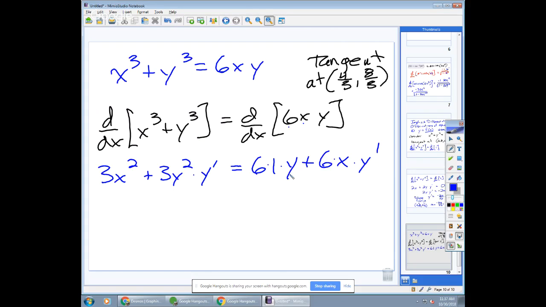Wait, the y primes cancel? They do not cancel, no. But you do have to collect them on the same side. Sounds fun. So now you gotta start moving stuff around.